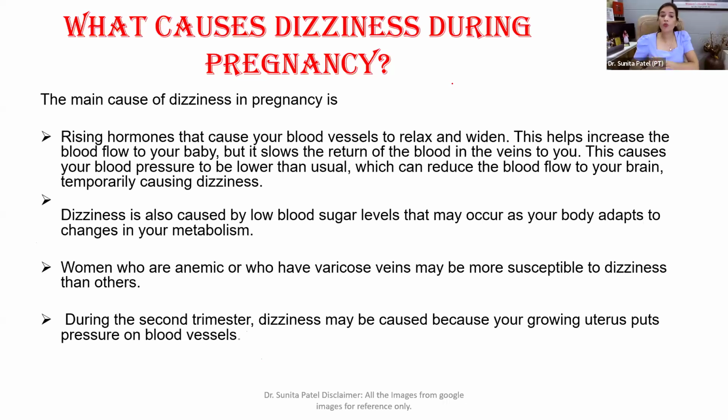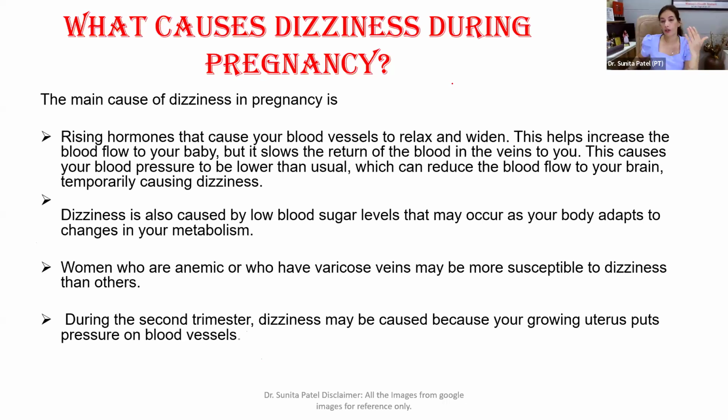Women who are anemic or who have varicose veins will be more susceptible to dizziness. Yes, you can understand that. And during the second trimester, it will be more due to the pressure falling over the blood vessels. So which blood vessel? The vena cava. Because the uterus is anterior, more baby weight means more pressure. So if the female starts sleeping in the supine position, the baby weight is going to fall directly over the bigger blood vessels, and that can cause dizziness.